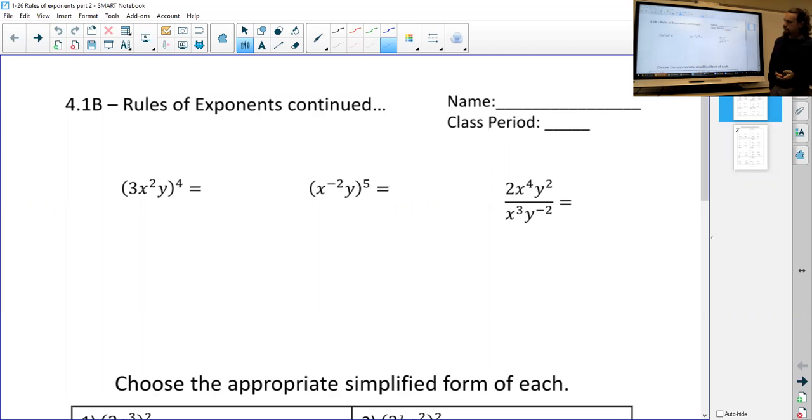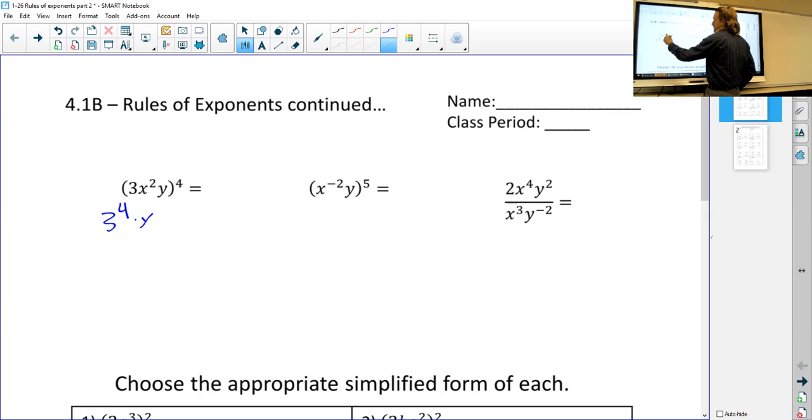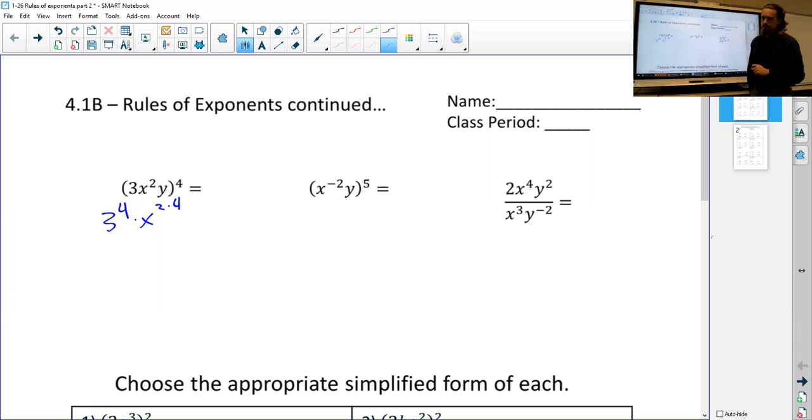So we have 3x squared times y raised to the 4th power. We're always going to start with our outermost exponent. So I'm just going to rewrite this. We would have 3 to the 4th power times, and then this would be x squared times 4, right? Because if you have two things raised to separate powers, you're going to multiply them together, not add. And then I have y to the 1st power. So it would just be y to the 1 times 4, which is just y to the 4.